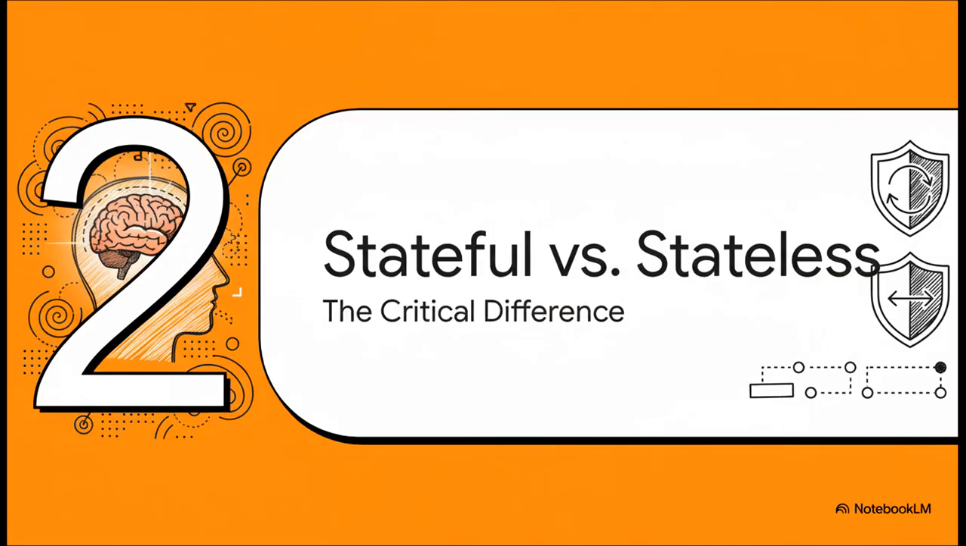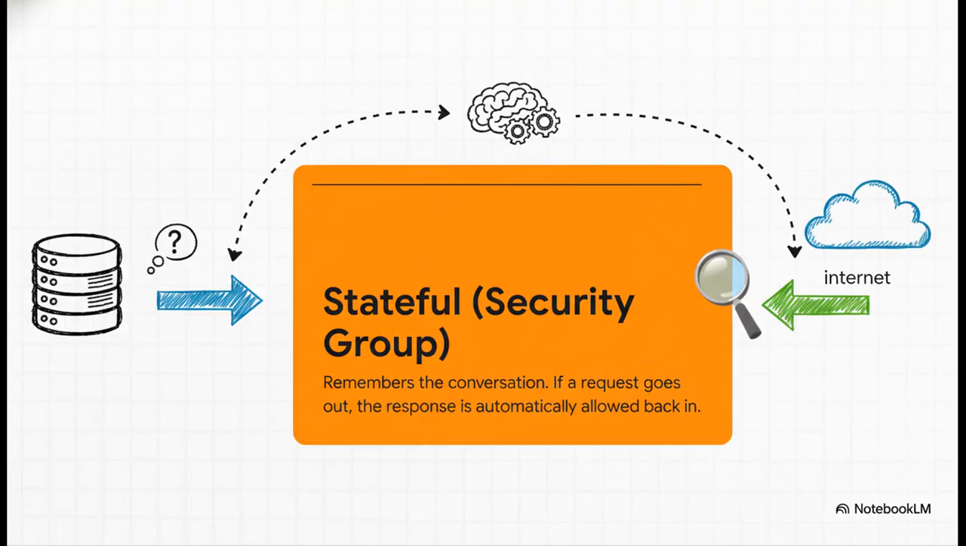Okay, this next concept is truly what separates our two guards. It is the critical difference, and it all comes down to just one thing: memory. Our bodyguard, the security group, is stateful. What does that mean? It means it's smart. It has a memory. So if your server starts a conversation by sending a request out to the internet, the bodyguard remembers that. It knows a reply is coming. And when that reply comes back, it's automatically allowed in, no questions asked. It's an expected part of the conversation.